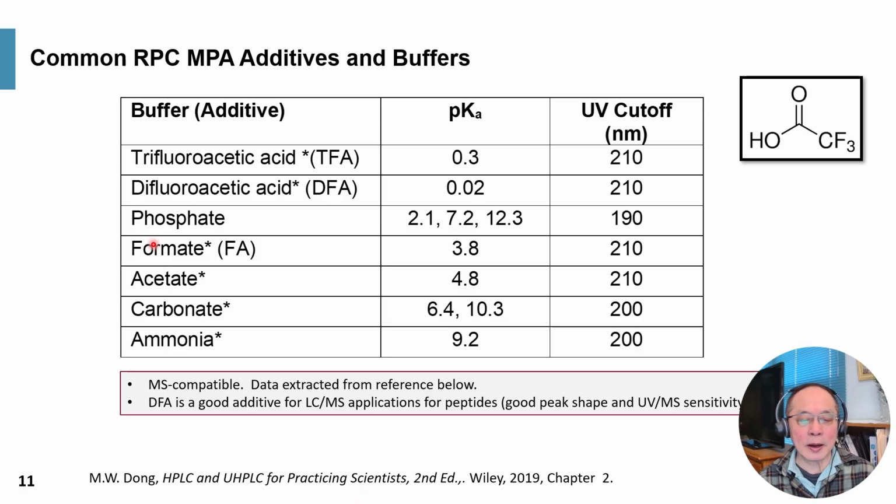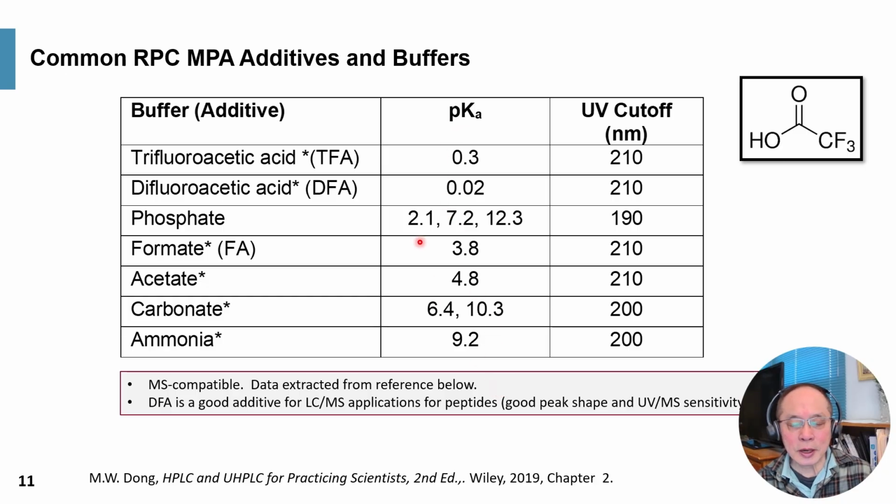This table summarizes some common reverse phase, mobile phase A additives and buffers. You can see that starting with TFA, which is very common, DFA, phosphate, formate, acetate, carbonate, and ammonia. Those with an asterisk are mass spec compatible. Phosphate, even though it's very common and also has very good UV transparency, is not mass spec compatible. Here is the relative pKa.